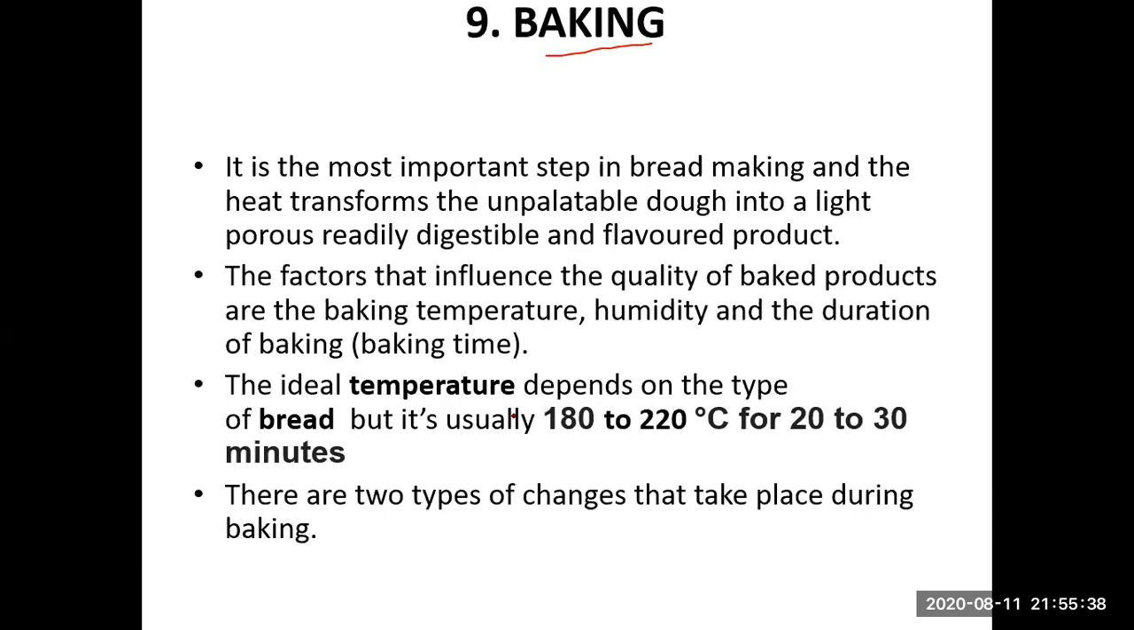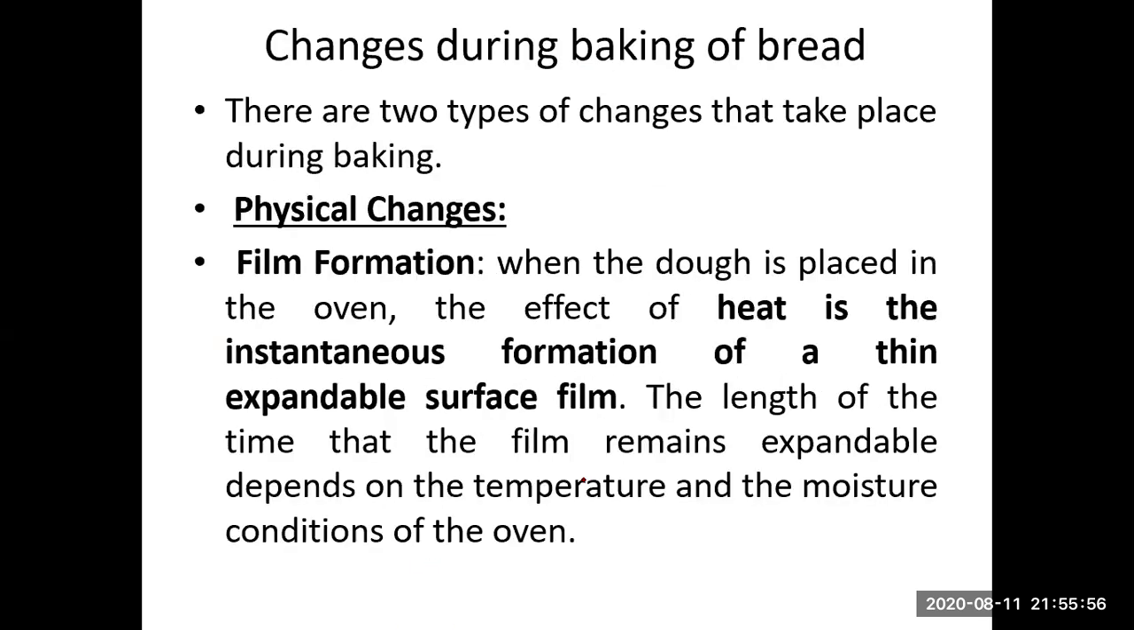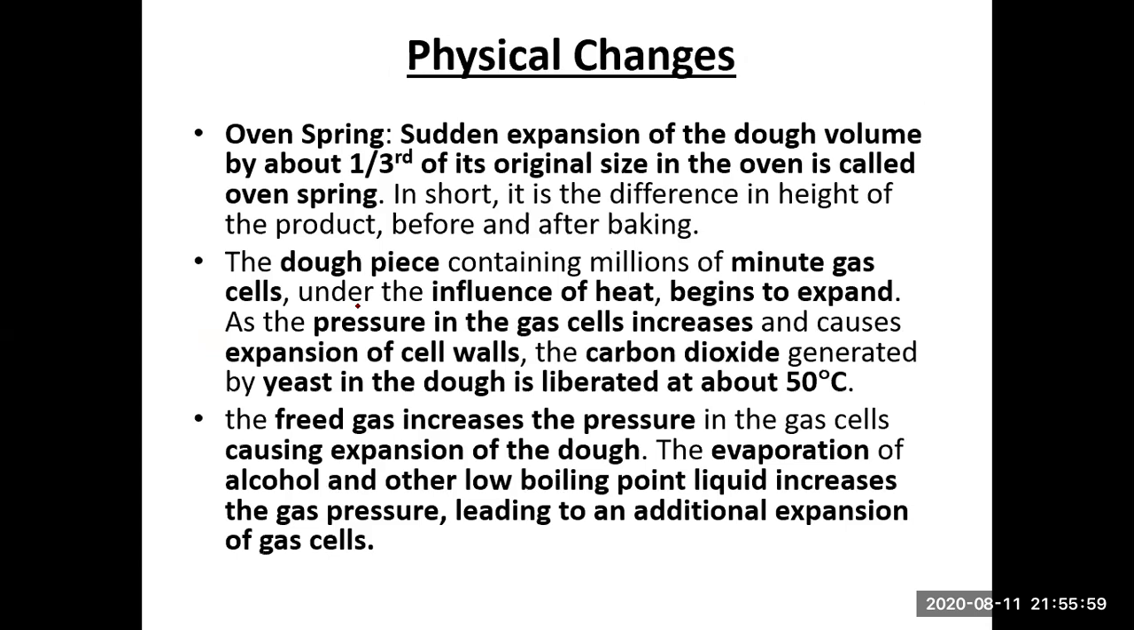The ideal temperature actually depends on the type of bread. It's not equal for all types of bread, but usually it is 180 to 220 degrees centigrade, for 20 to 30 minutes. Within that, normally all kinds of bread are baked. In that process, there are also two types of change we can check: one is physical, another is chemical changes.